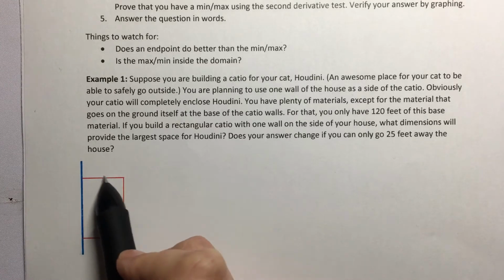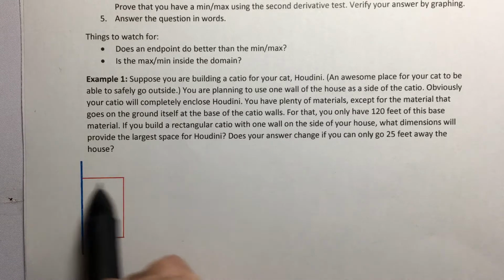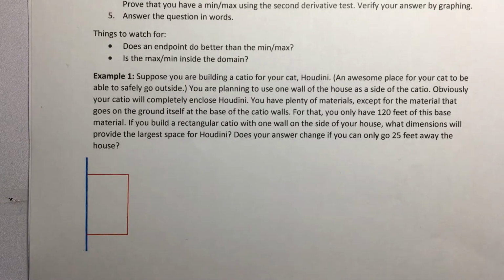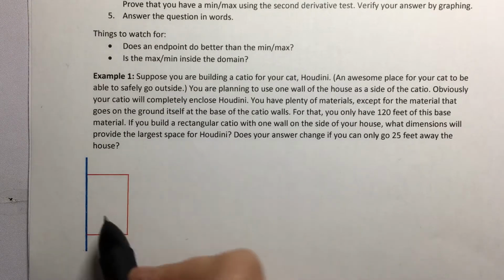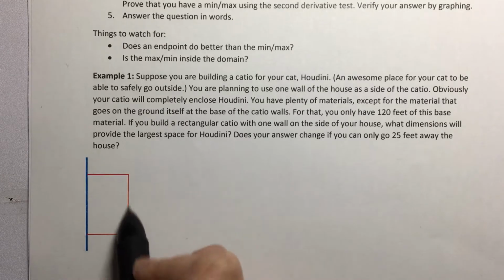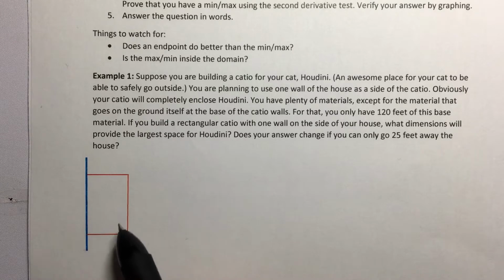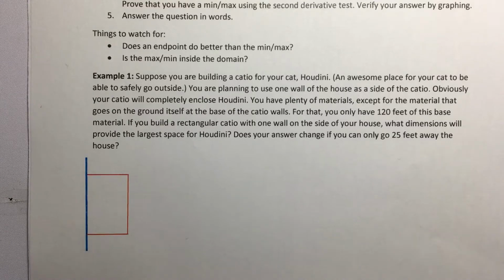And you have plenty of building materials, but you need to put a line around on the ground. It's basically like your foundation. And for that, you only have 120 feet of this base material. And the goal, because you are a responsible and good cat owner, you want to give Houdini the maximum available space. So we have our sketch, and I'm going to label variables.